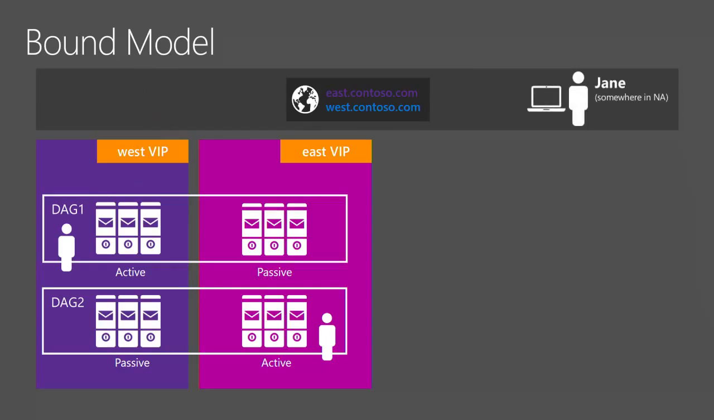And we also have Jane, somewhere in North America, whose database is active in East, and so she'll be using east.contoso.com. Okay, so that's the bound model. Wherever the user goes, they're going to use that URL that you've given them, and that's going to take them to a specific data center for traffic control purposes.